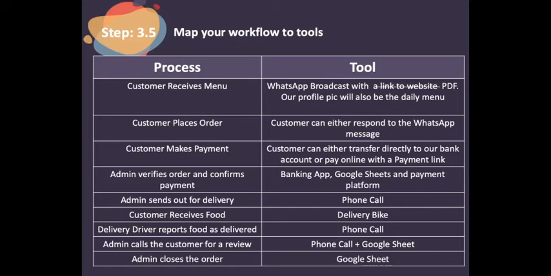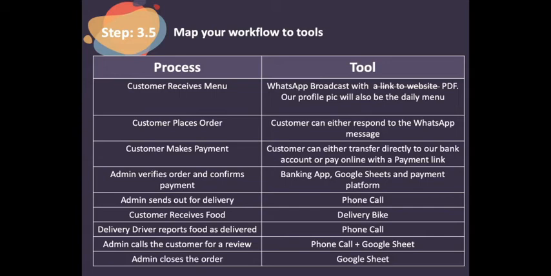So how will customers receive menus? Well, we can use a WhatsApp broadcast. We can send it to them as a PDF. And we can also put it as our profile pic and change the menu every day. So that's how they'll order. They'll see it on our profile pic on our WhatsApp story, and they can pick the menu from there. No technology. Customer places an order, so they can send us a message via WhatsApp once they view the menu.